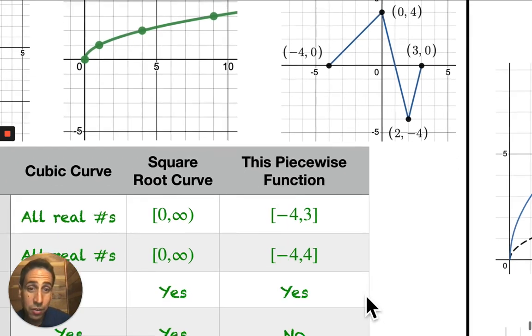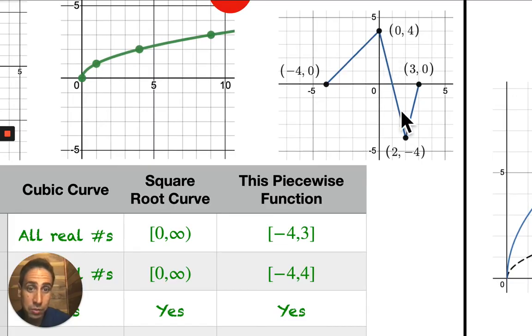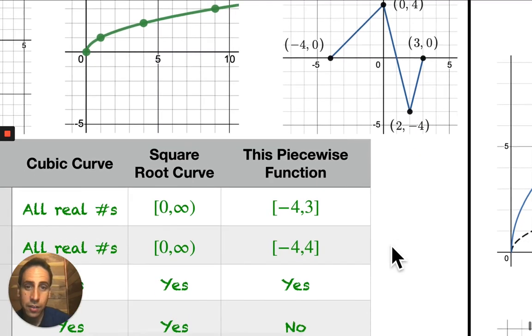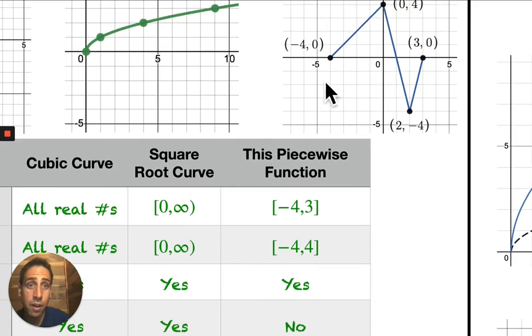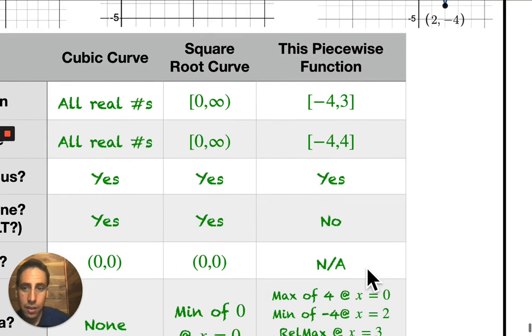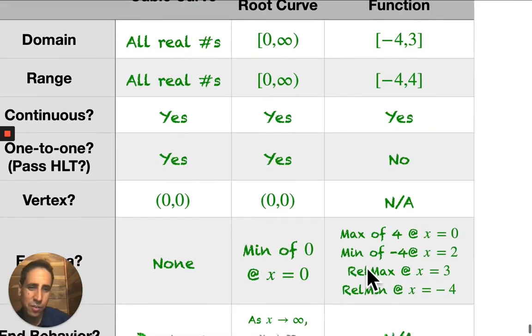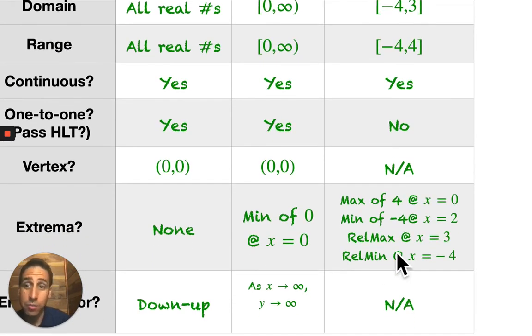What are the y values? What's the collection of all the y values? Well, the range would be from -4 to 4 here. Is it continuous? Yes. Is it one-to-one? No, because a horizontal line would cut multiple times. What's the vertex? No, there's no vertex. It's not really applicable.